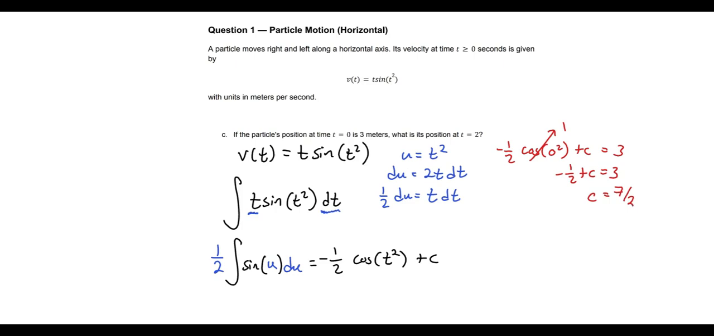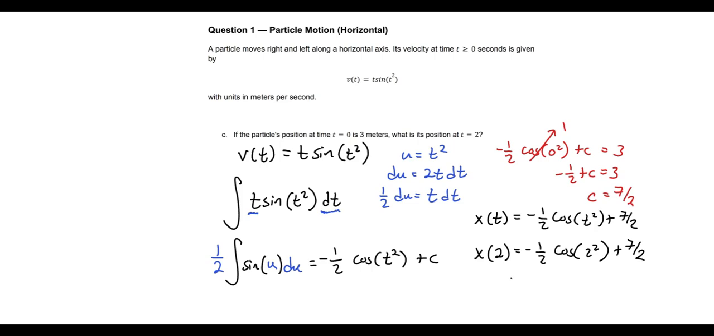So we now have our position function. I'll call our position function x. So our position function is x equals negative 1/2 cosine of t squared plus 7/2. You don't have to call it x, by the way. You can call it whatever you want. I've seen people use s a lot for position. I'm not really sure why, but that's pretty common. We're essentially done here. All we have to do now is take 2 and plug it in. We're going to plug it into our calculator at this point: negative 1/2 cosine of 2 squared plus 7/2. Okay, if you plug it into the calculator, what do you get?